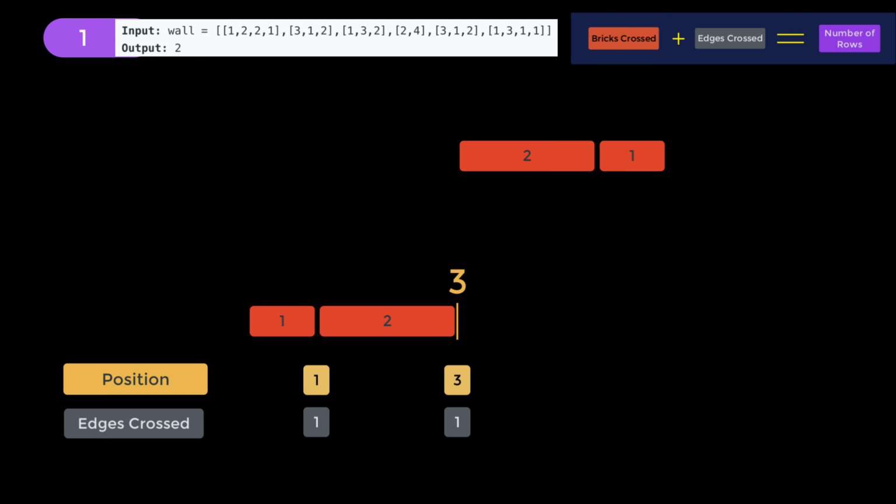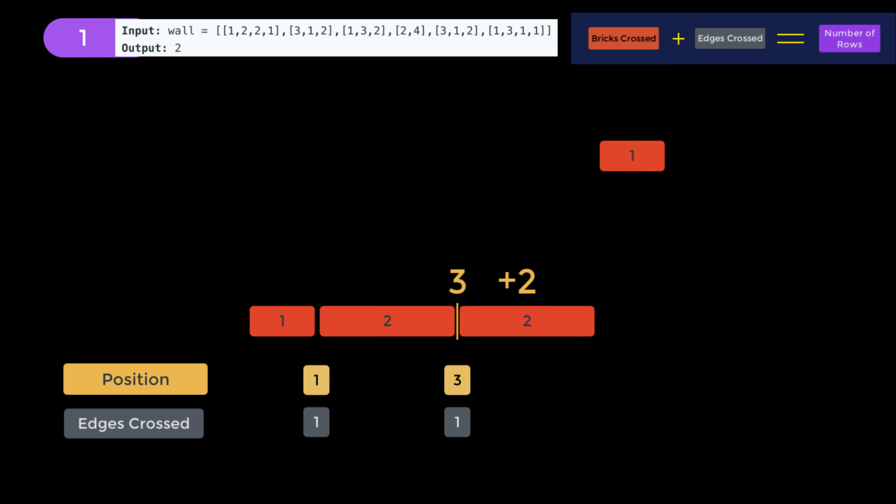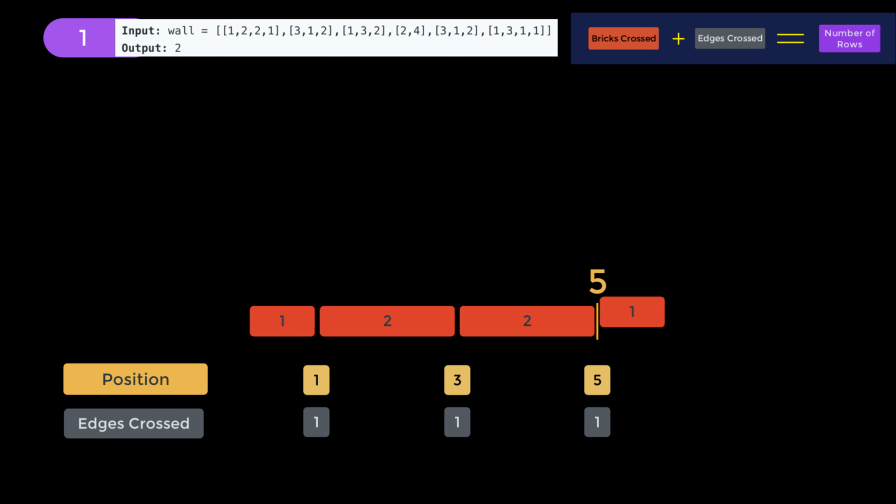Then we lay down another brick having a width of 2. So we add 2 to our position, and now we're at position 5. This brick also isn't the last brick in the row, so there's an edge at position 5. Finally, we lay down the last brick in the row.